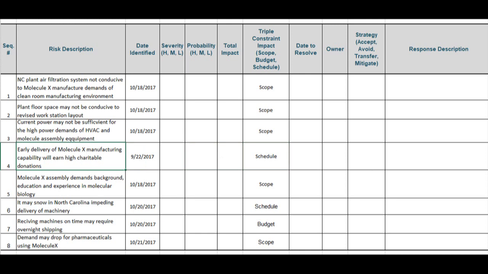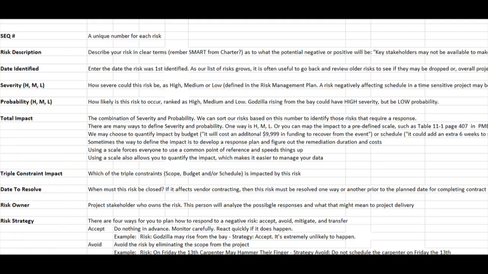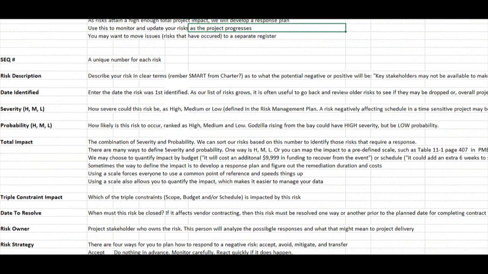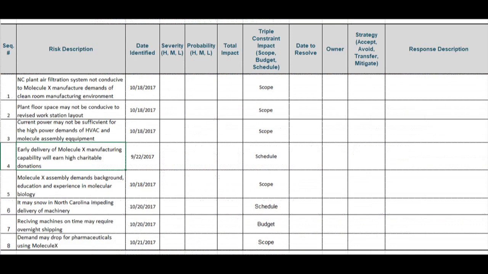Now, notice too, in the risk register you download, there's also definitions on the second tab. If you get stuck, that's what you have the definitions to instruct you on what each column means.